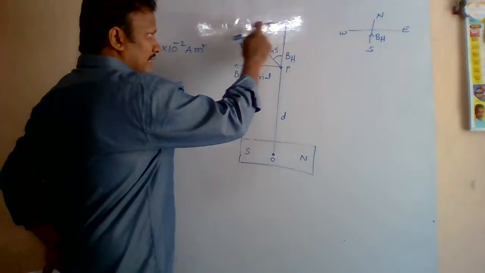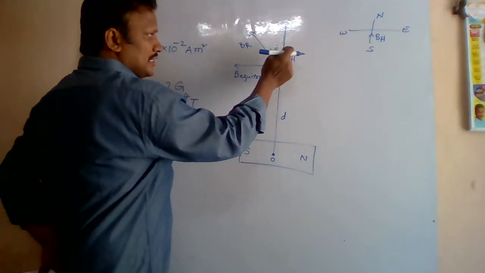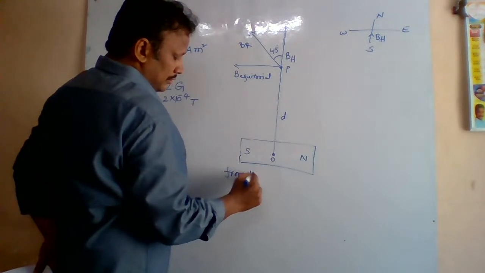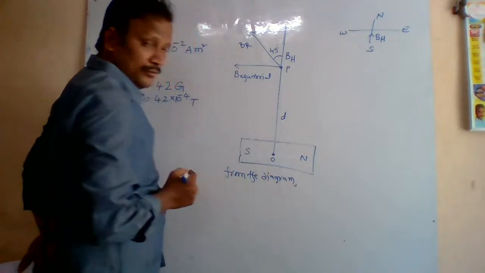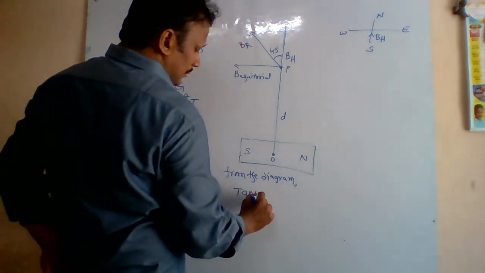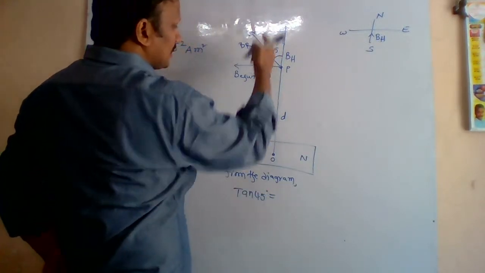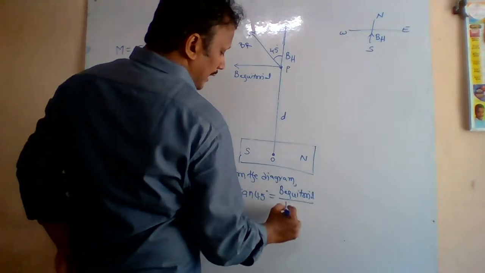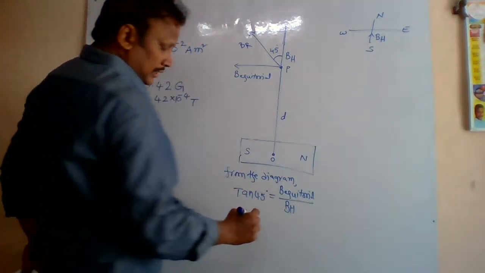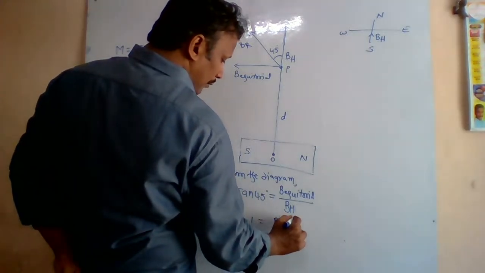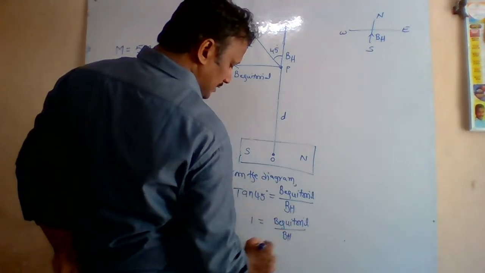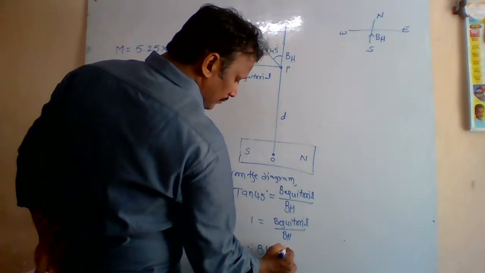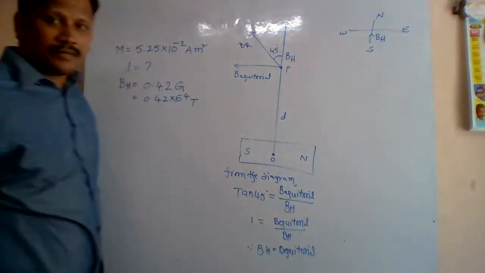So from this, here I am taking a right-angled triangle. Tan theta is equal to how much here? Opposite by adjacent. Opposite is nothing but B equatorial. So from the diagram, tan 45 degrees is equal to B equatorial by BH. So tan 45 becomes 1. Therefore, 1 is equal to B equatorial by BH. Therefore, what is the relation between BH and B equatorial? Both are equal at that point. Therefore, BH is equal to B equatorial.